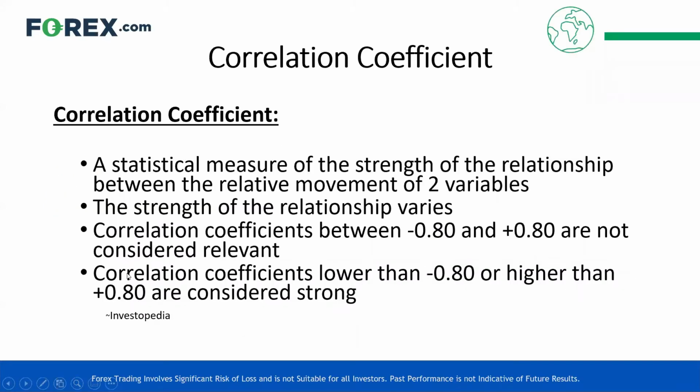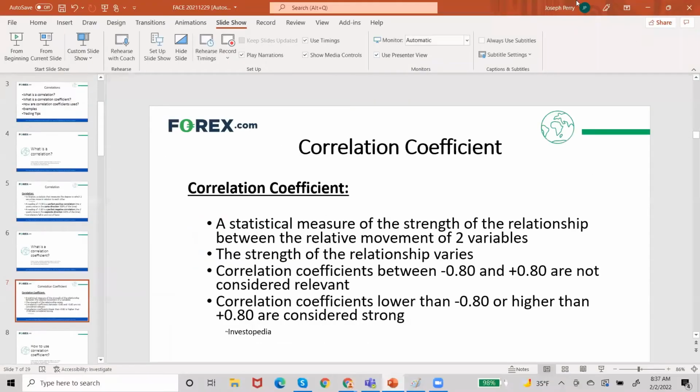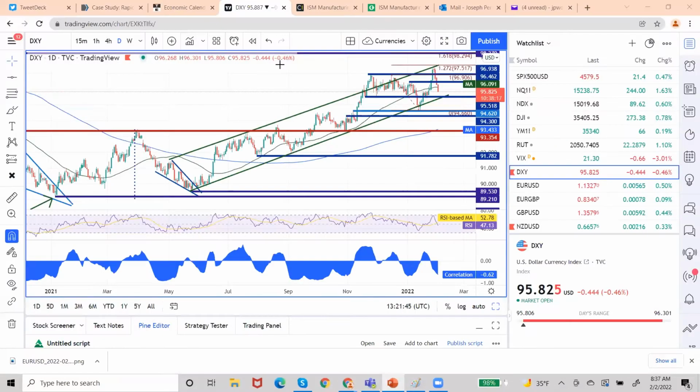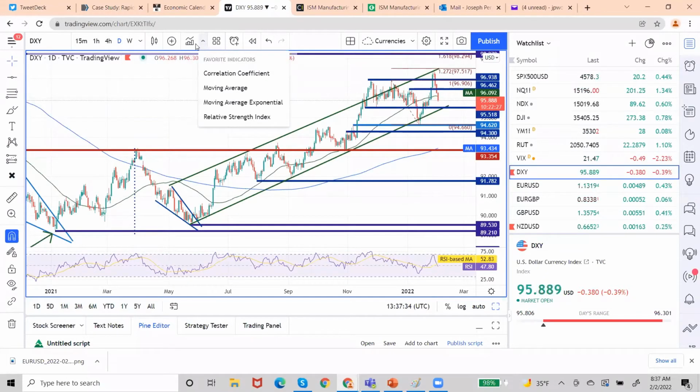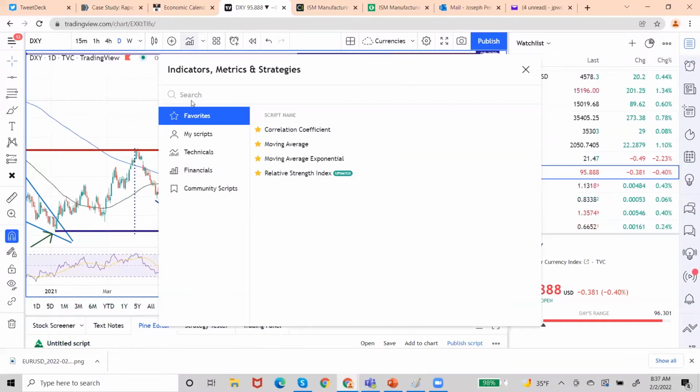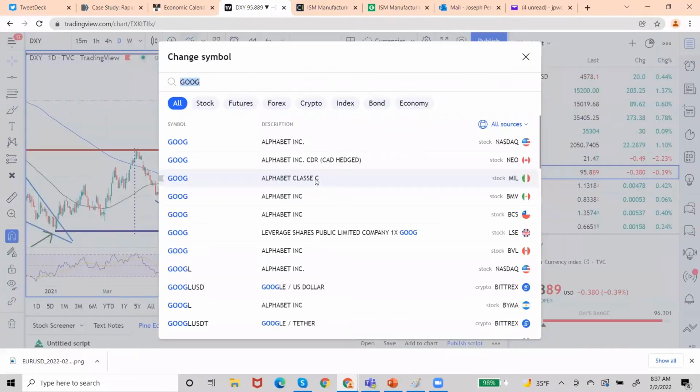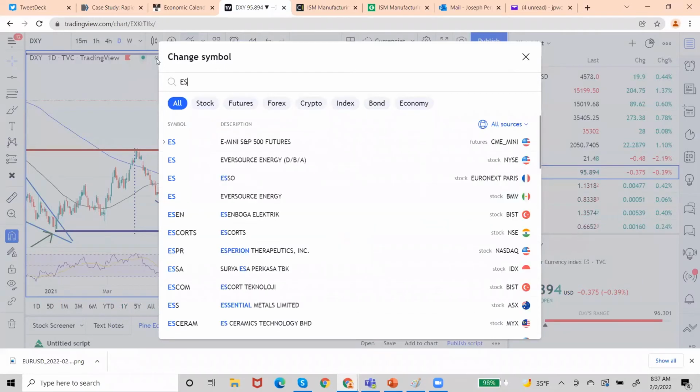And the best part about it, let me just show you something really quick, is that you don't have to know what the formula is, because I know that you guys and a lot of other people use TradingView. If you're looking for the correlation coefficient, you can go up to the indicators up here, type in correlation coefficient, and then type in the symbol that you want to have the correlation coefficient with. It defaults to Google, but let's just say we're looking for the E-minis.